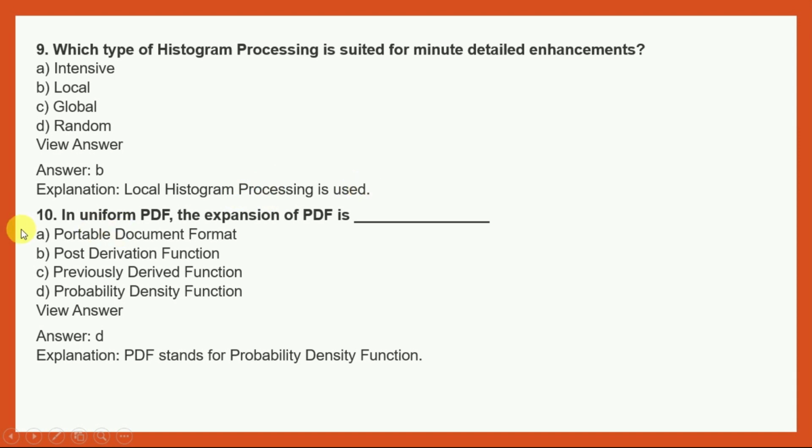Now the question is, in uniform PDF, the expansion of PDF is, that is also a major question we can see in digital image processing, in data compression, and in electronic subjects as well. So the answer of that question is PDF stands for probability density function.